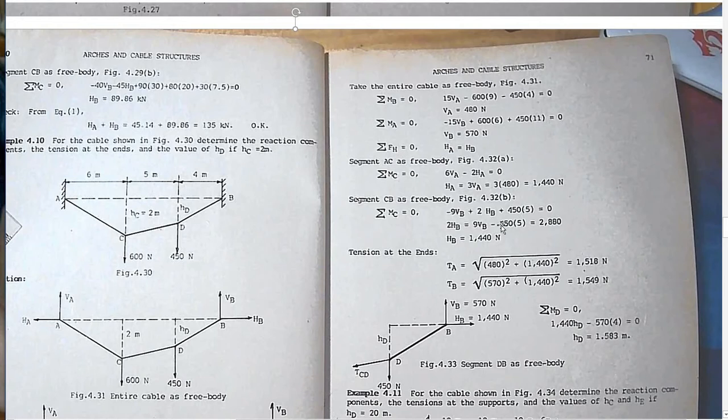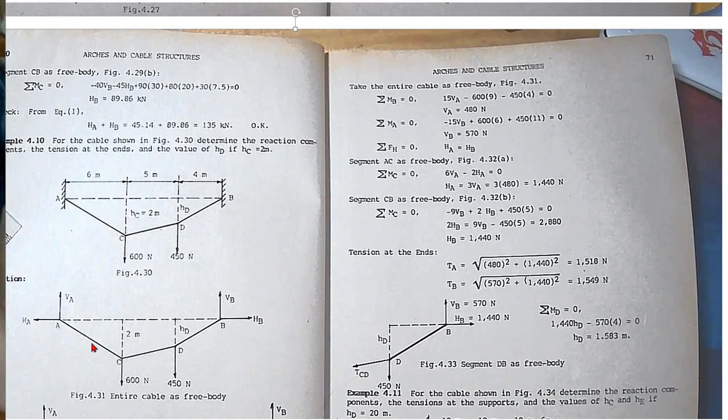And then from here, HB is equal to 1440 Newton. Sinubstitute natin yung 570 Newton dito sa V sub B. And then we have tension at the ends. Ito. So we have tension A for segment AC, and then tension B for segment DB.